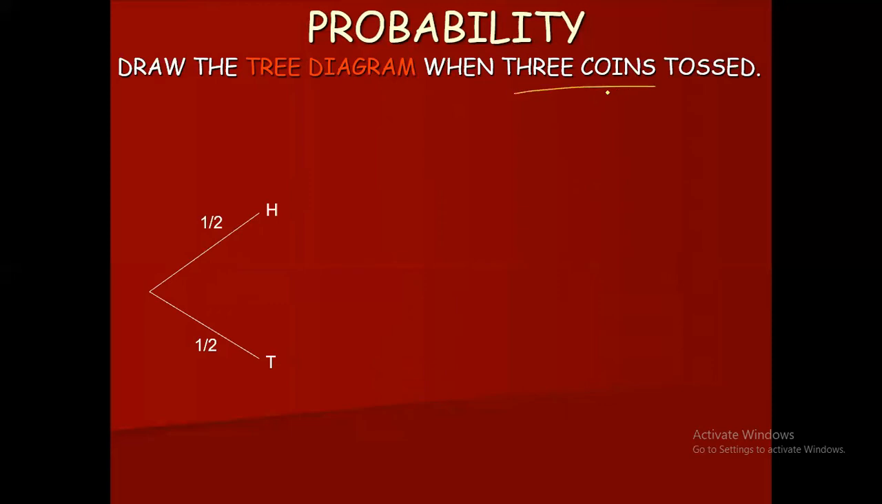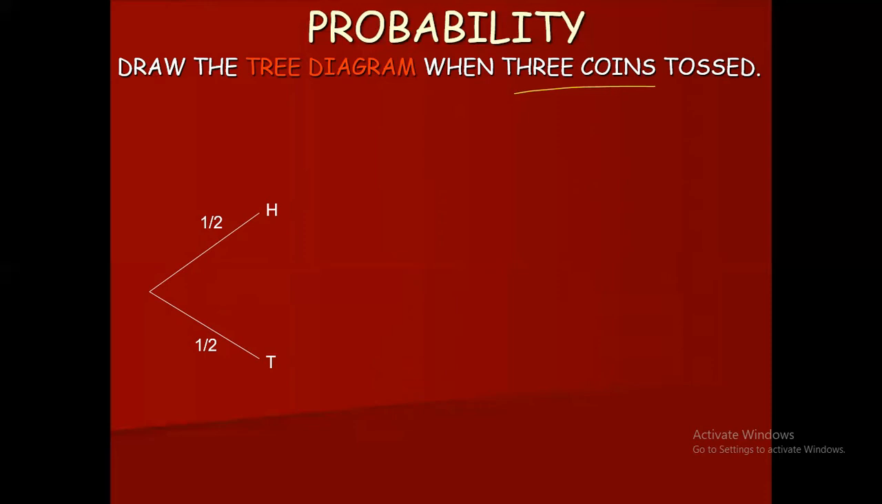Toss a coin, toss a coin, toss a coin. The first experiment has 2 outcomes, head and tail. We will draw 2 branches. We have drawn them. We will write down the outcomes at the end and the probabilities on the middle of the branches.